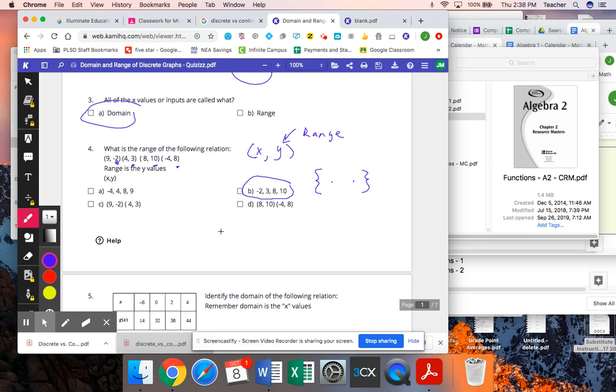The range is not an ordered pair. It is just a list of numbers. It's all the possible values of y. Y will be a list of numbers, not an ordered pair. Same thing for the domain. You will not have an ordered pair. You might see a set of brackets, again, with a list of numbers in it, like -2 and 3 and 8 and 10. Both of those would work.